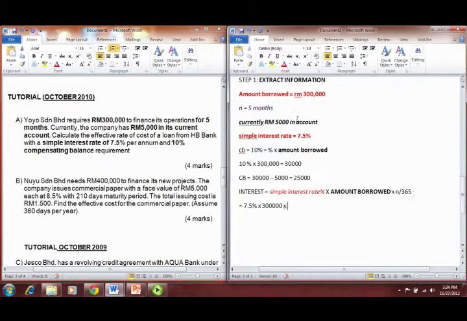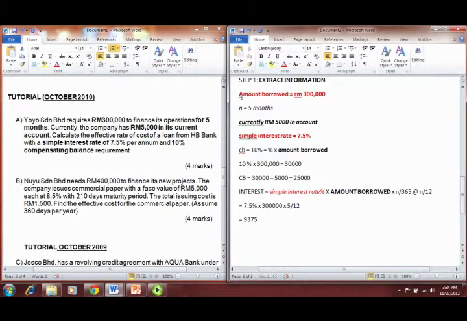Alright, class, remember, if the question gives you months, you can use N over 12 because the question gives you months. If the question gives you days, you can use N over 365. So it is 5 months, 5/12. So the answer for your interest is 7.5% times 300,000 times 5/12, you will get 9375.